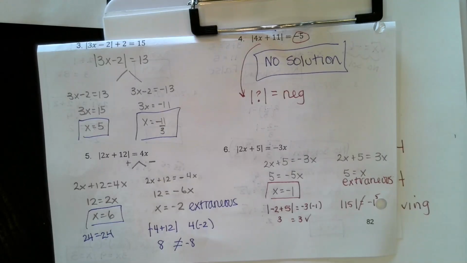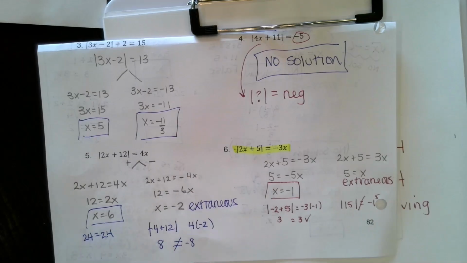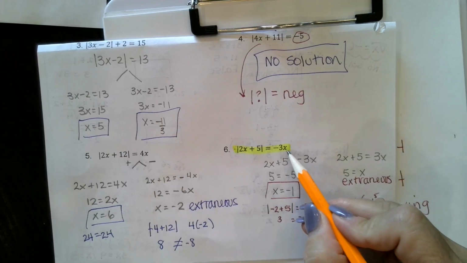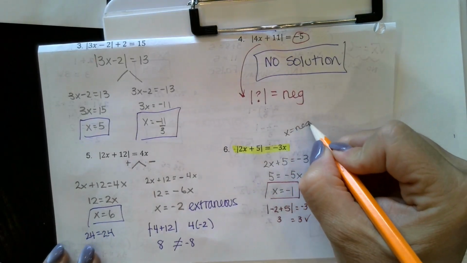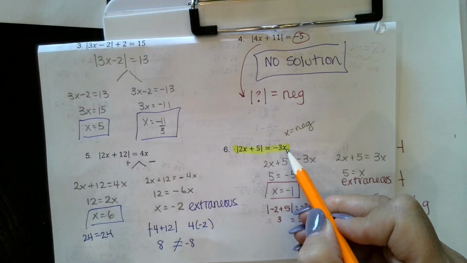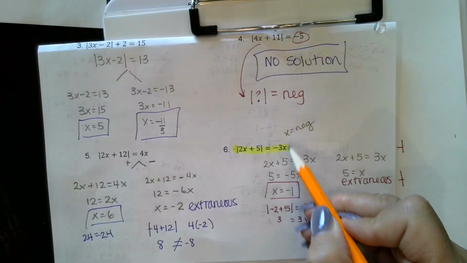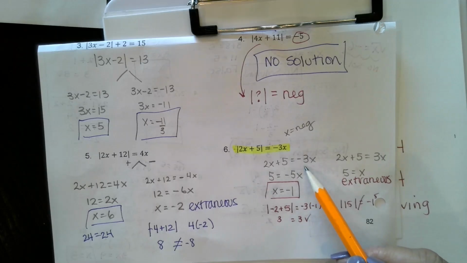Okay, so this one's a little tricky. If you looked at it at step 1, right here, and said no solution because it's negative, that would be wrong. The reason for that is because we're multiplying it by some value of x. So if x is a negative number, then you would have a negative times a negative, which would be positive. So we have to solve this and see what we get, because if x is negative, it's going to work.